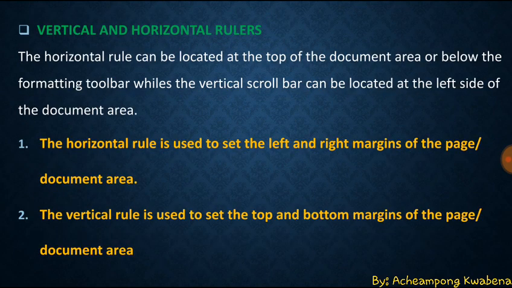At the next one, we have the vertical and the horizontal rulers. So we have rules too in Microsoft Office Word. And the function of this rule is to set the margins at the top side or at the bottom side, or either at the left and the right side. So for the vertical ruler, it is mainly used to set the top and the bottom margin of the document area. Then the horizontal one is to set the left and the right margin of the document area or the page.